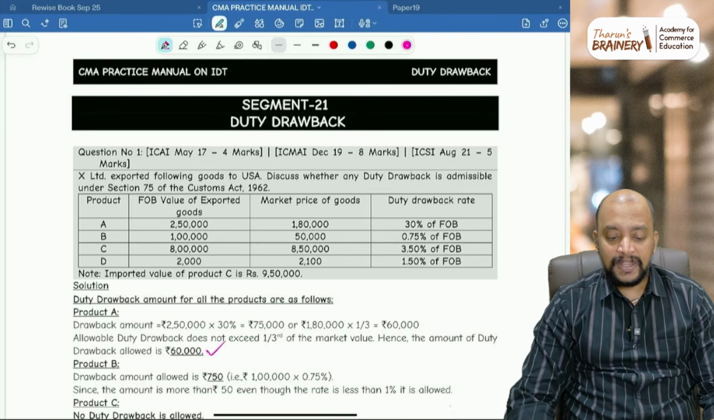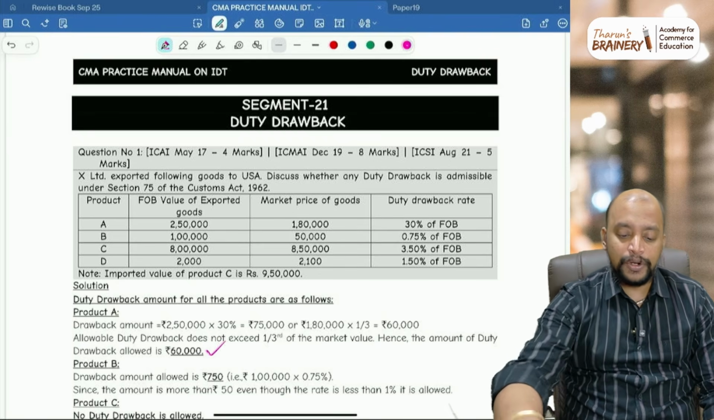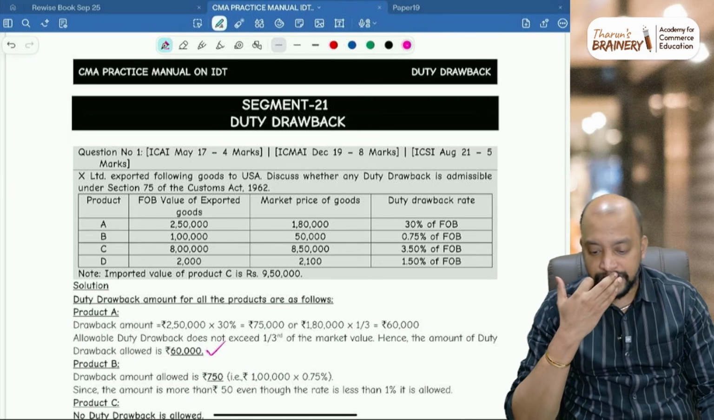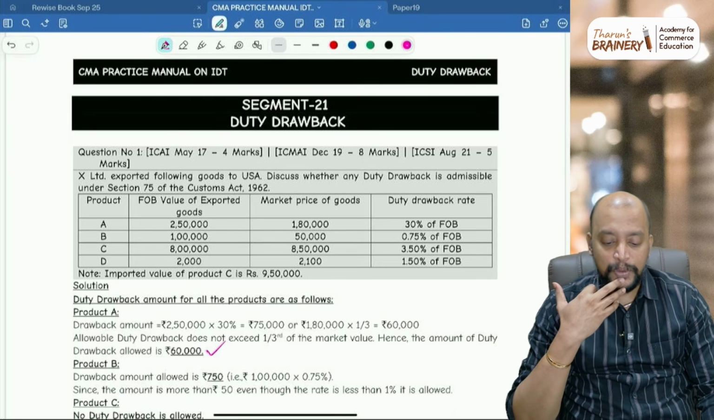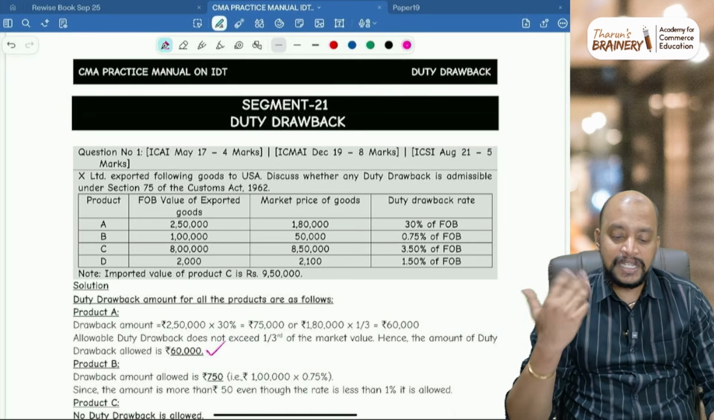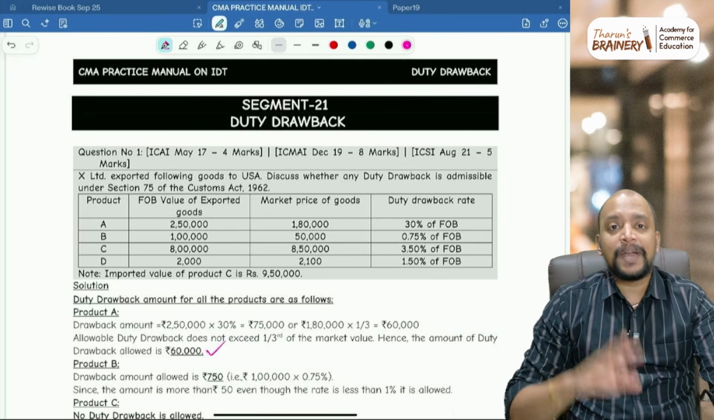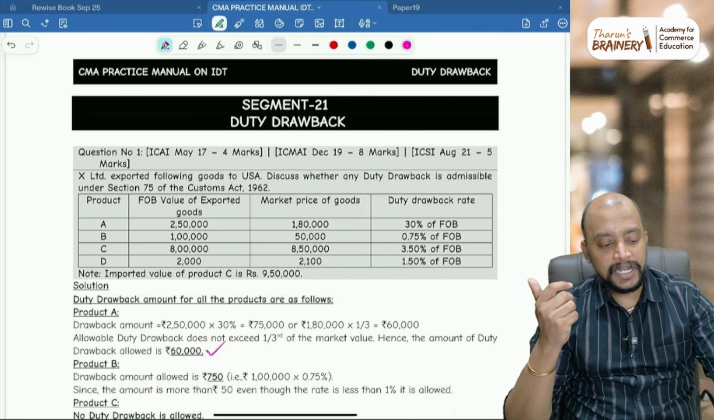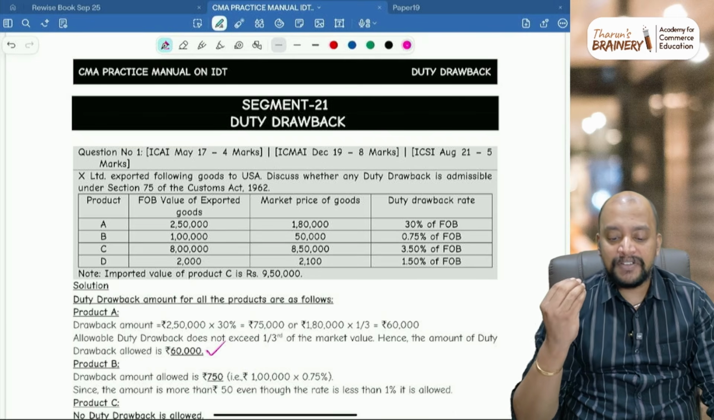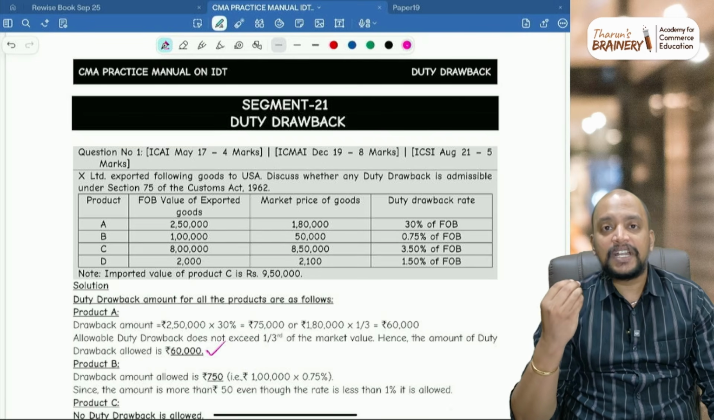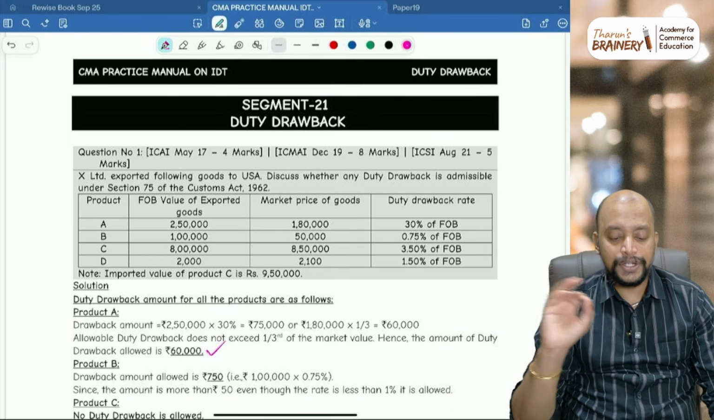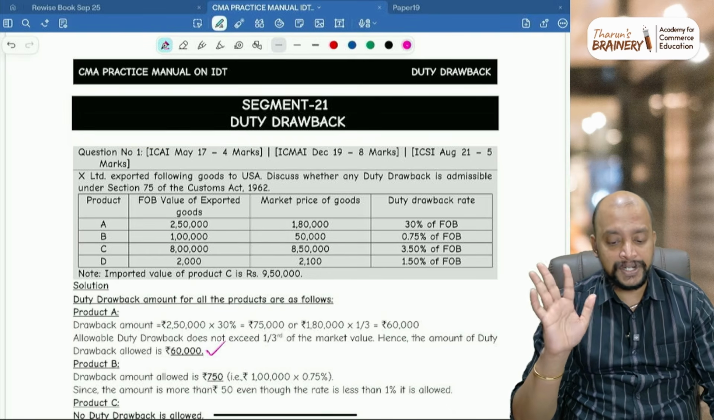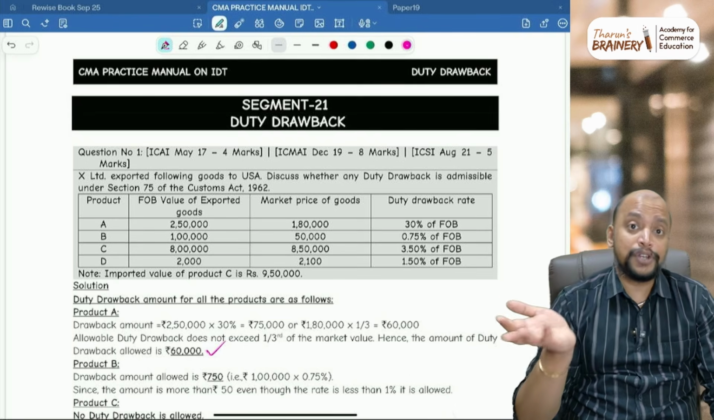Next, second: FOB value of export goods is 1 lakh, the market price of the goods is 50,000, and duty drawback is 0.75%. So see, usually duty drawback is computed on the FOB value of export. So 1 lakh into 0.75% is 750. So definitely we will get duty drawback. There is no issue. And if it is less than 50 only, we will not get duty drawback, and no other restriction. The market value is more than the duty drawback.